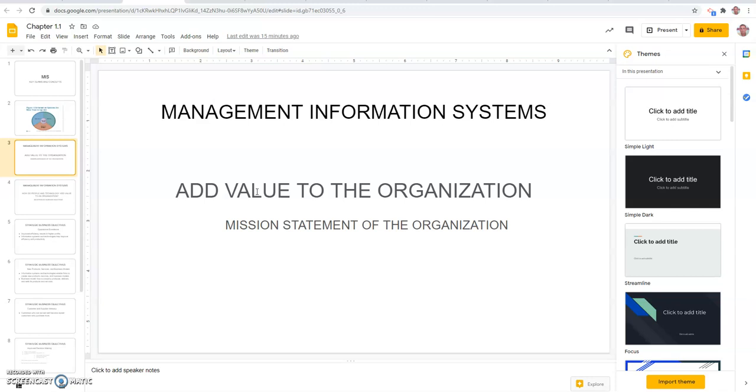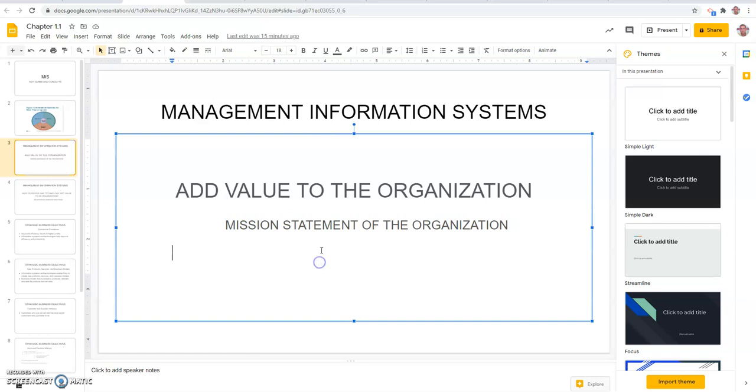They measure value by you have to look at the mission statement of the organization. So you're going to see this in this course. Anytime we're going to study an organization, we're going to ask you the mission statement. Why? Well, that's how we're going to know how it adds value to the organization, right?